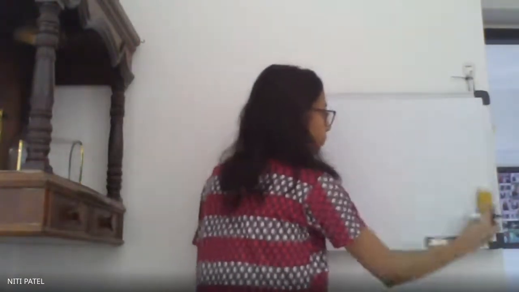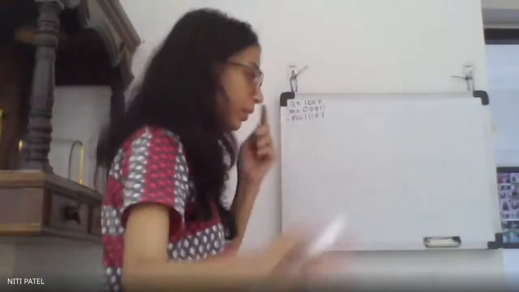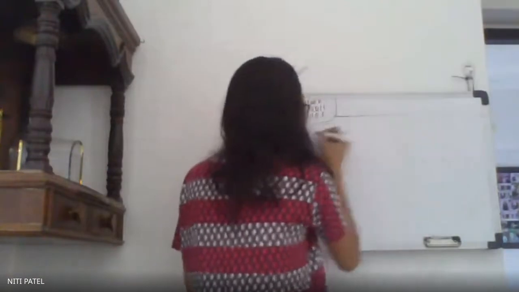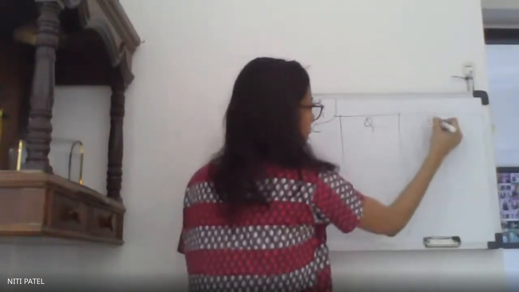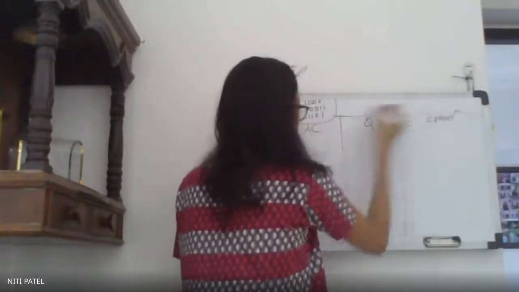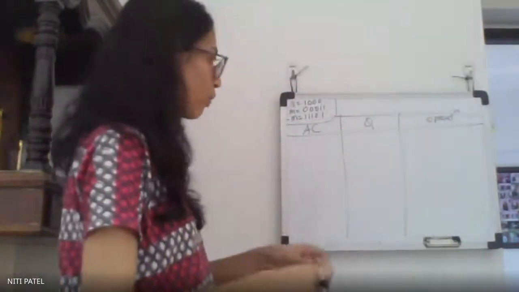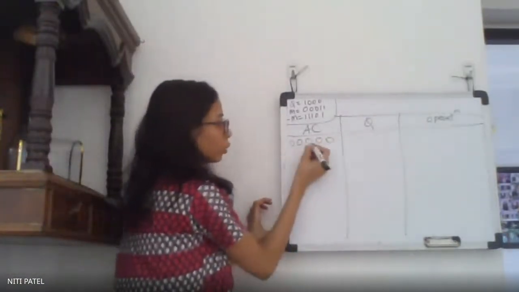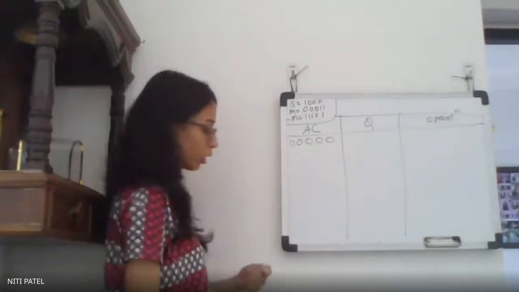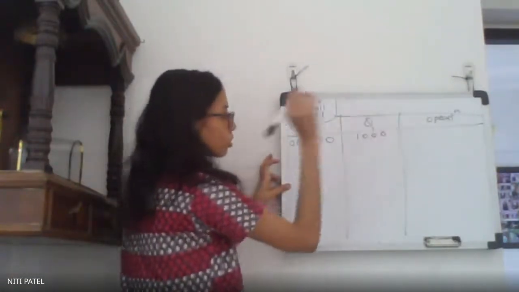Again, we are going to perform this algorithm in a column method. So you'll be drawing 3 columns: AC, Q, and the operation that will be performed. Initially, what is the size of AC? All 5 zeros. 1, 2, 3, 4, 5. What is your Q? Q is nothing but 1, 0, 0, 0.